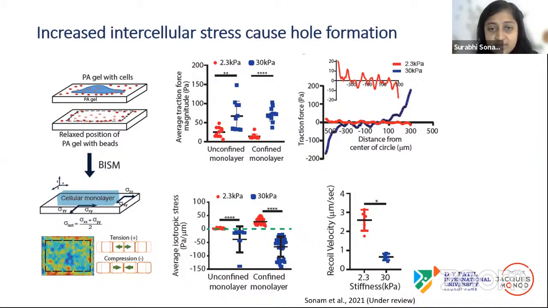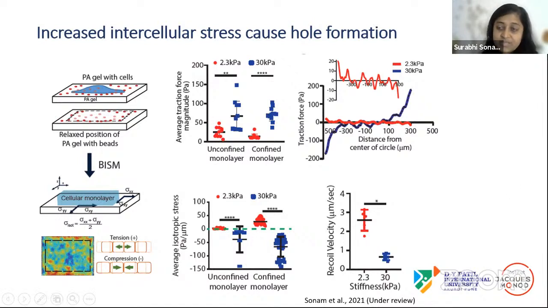What we see is that in both the confined and unconfined monolayers, we have an increase in tension within the tissue. What you see on the top is the traction force. The traction force is reduced inside the confined monolayers, in both confined and unconfined monolayers, and for the soft gels. If we take the isotropic stress, which you see at the bottom, there is an increase in the tension within the monolayer, and there is a compression-like behavior when we go to the stiffer regime of the substrate. So at 30 kilopascal, we see that there is a compression within the tissue.